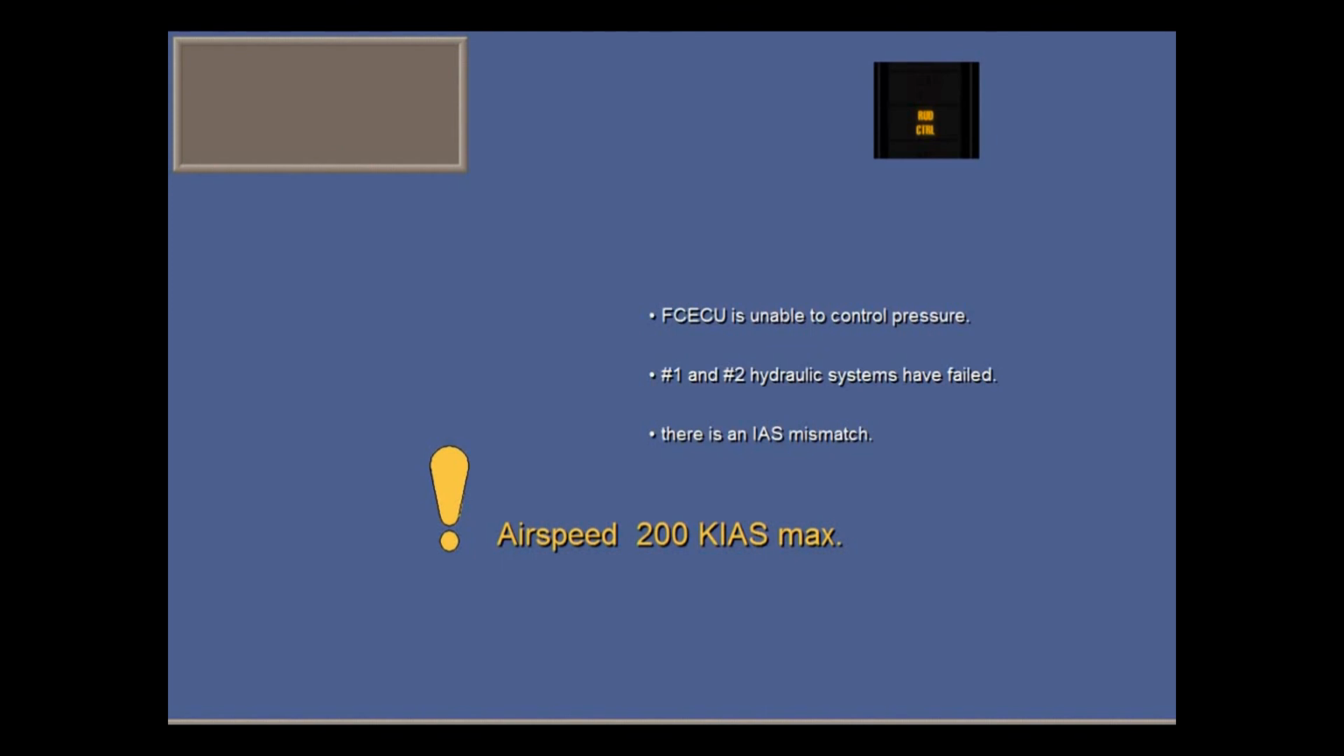The rudder control caution light comes on if the FCECU is unable to control pressure, the number 1 and number 2 hydraulic systems have failed, or there is an IAS mismatch. When this light comes on, limit airspeed to 200 knots.